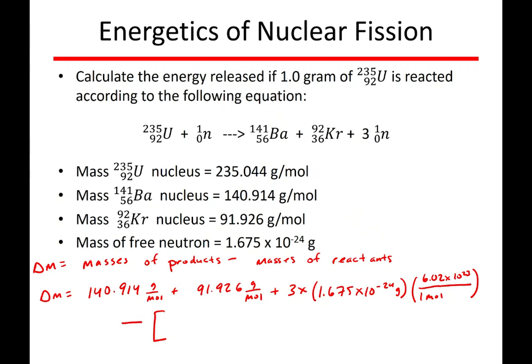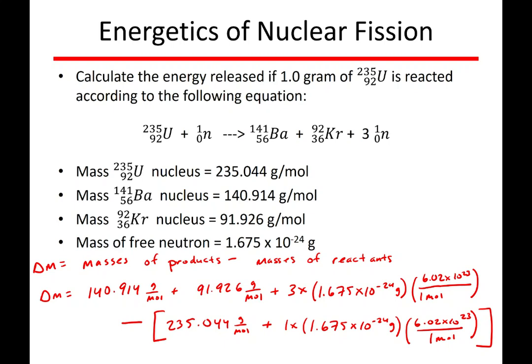For the reactants, I have a uranium-235, so that's 235.044 grams per mole. And I also have 1 neutron that's been added, so that's 1 times the mass of our neutron, 1.675 times 10 to the minus 24 grams. And then remember, we have to also put this into grams per mole, so multiply by Avogadro's number again to make it grams per mole.